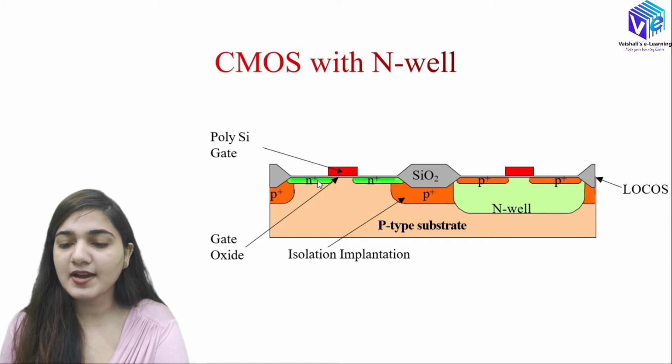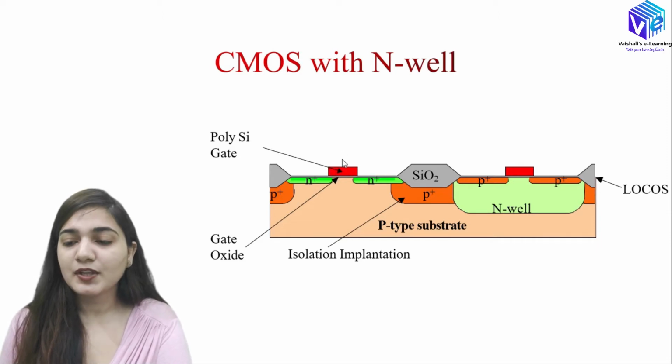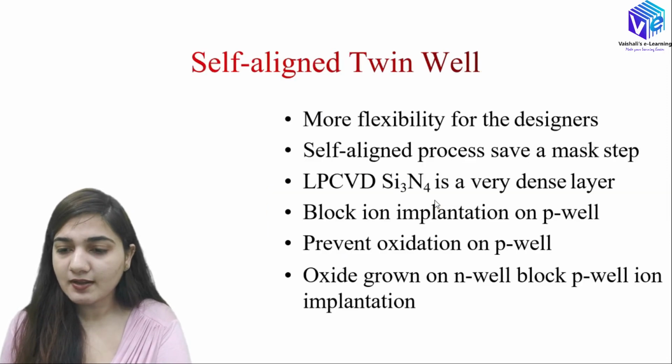So this is having N type of source and drain, and here we have P type of source and drain. So here we will be having the gate oxide, and now this gate oxide is having a polysilicon gate layer over it, like in the previous case we had. So this is the CMOS structure with the N-well.